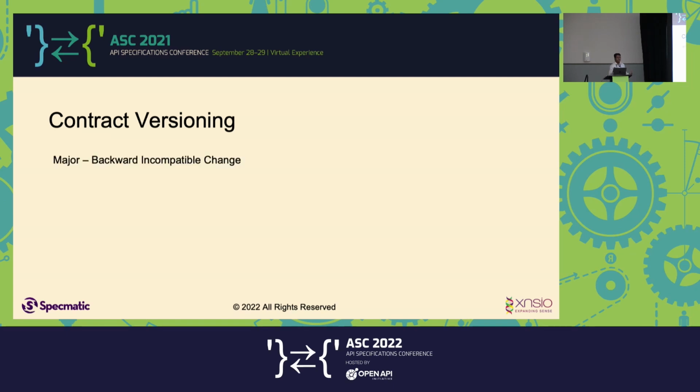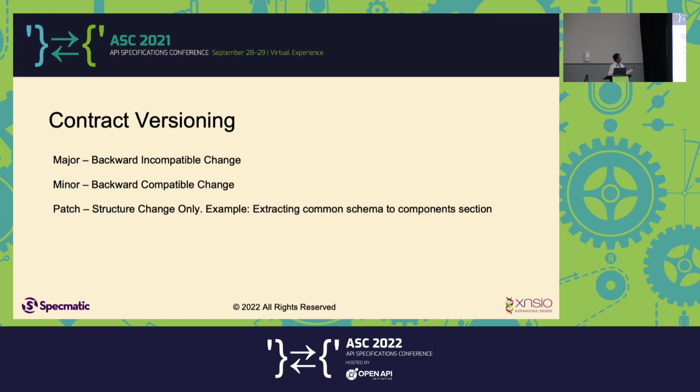So what we do is fairly straightforward semantic versioning, but then it's up to individual teams as to what they want to do. Semantic versioning that we follow is if it's a backward incompatible change, we do a major version bump. It's a backward compatible change, we do a minor version bump. And if it's just a structural change, if I'm extracting a common schema out, then we do just a patch. So that's what we've been following, and it's working out fairly well for us.